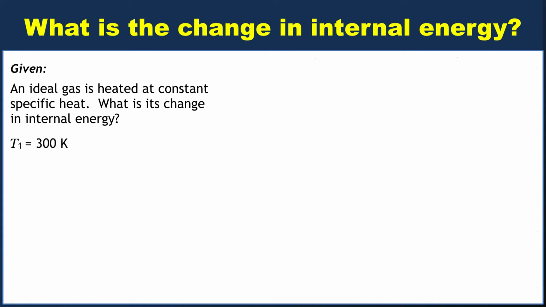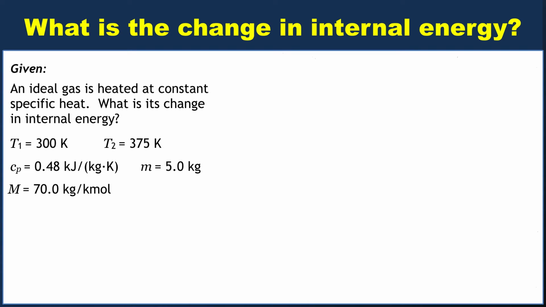Now we're told the initial temperature is 300 Kelvin and the final is 375. The specific heat at constant pressure we're given as 0.48 kilojoules per kilogram Kelvin. The mass of our system is 5.0 kilograms. The molecular weight of our system is 70 kilograms per kilomole, whatever that corresponds to. And of course we know the value of R bar, the constant. That's true for any gas.